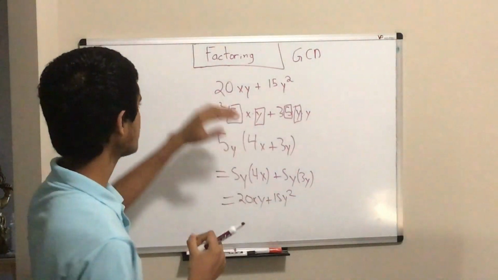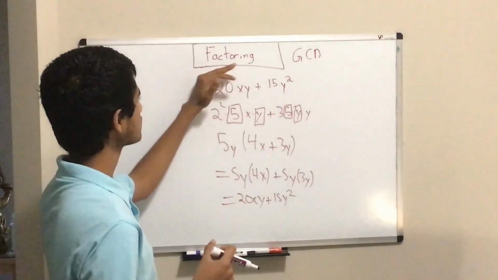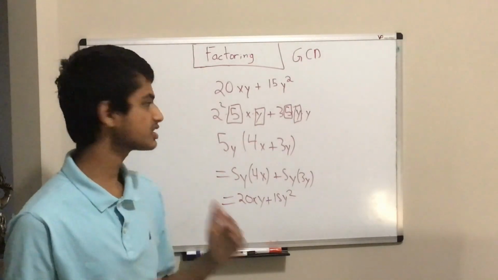So I hope you guys understood how we can apply the distributive property to factoring and vice versa to simplify expressions.